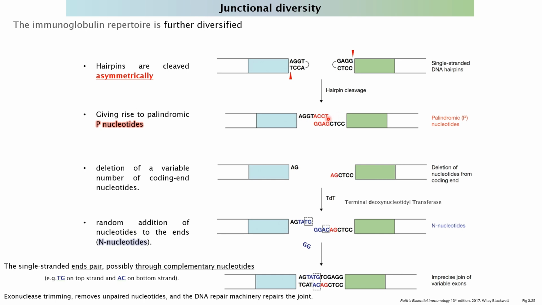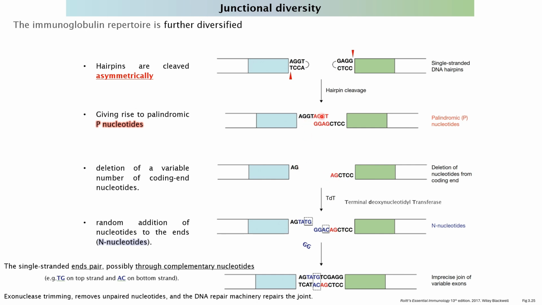So these are not random nucleotides. These nucleotides are related by a type of symmetry to these, and we call those palindromic, or for short, just P nucleotides. So the random aspect here generates some degree of diversity now. Additionally, there's some random deletion of nucleotides that happens at the end.